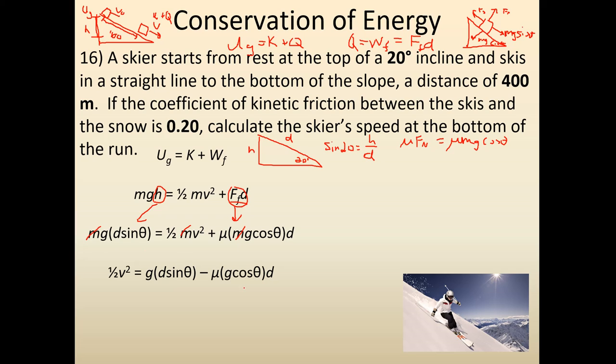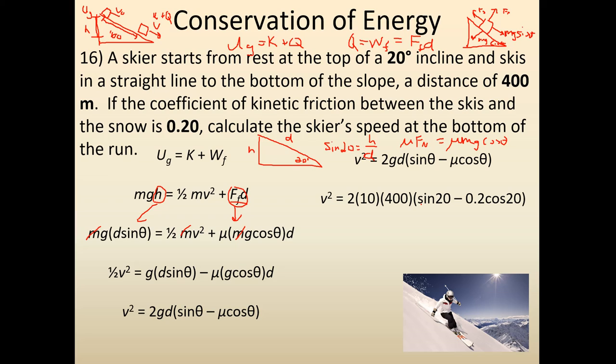So I move some things around. I'm going to move this mu g cosine theta d over to the other side. I have a gd on both sides, so I can then have v squared equals 2gd times sine theta minus mu cosine theta. Oh, a little hard to see. I plug the numbers in, and I get that the speed is 35.1 meters per second. And that's pretty much it.